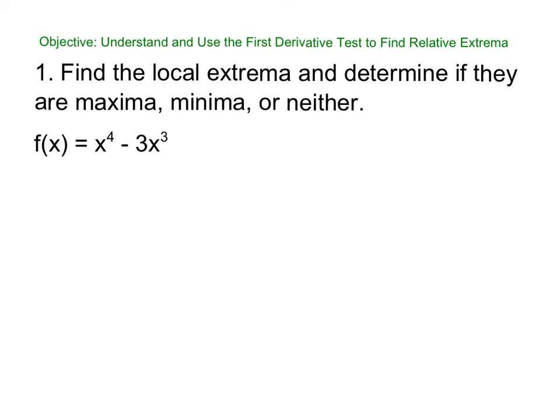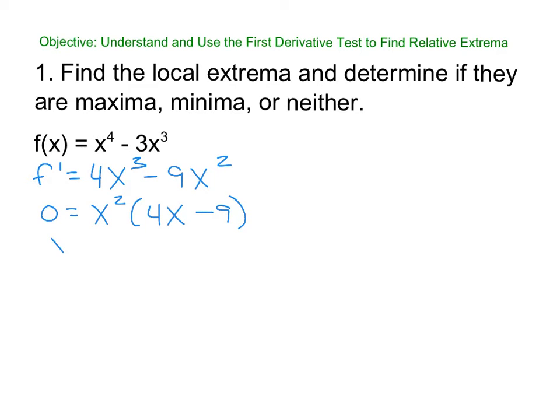Okay, so find the local extrema and determine if they are maxima, minima, or neither. So this process is pretty straightforward. It's the same thing we've been doing. We're going to take the derivative, set it equal to 0, find our critical numbers, and then use those to decide. So f prime is 4x cubed minus 9x squared. I'm going to factor and solve, so I get x squared times (4x minus 9). So my critical numbers are at 0 and 9/4.